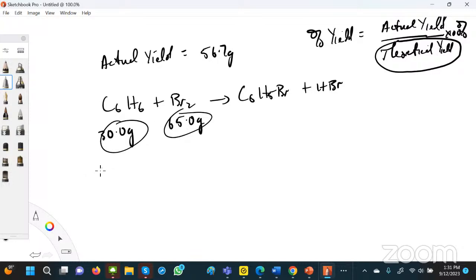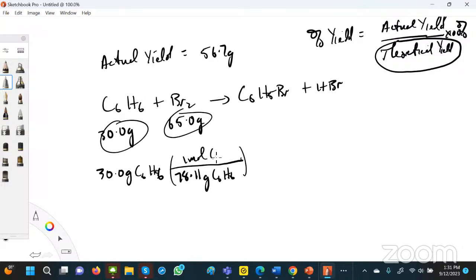Okay, so you start off with the 30.0 grams of C6H6. And what would you do with that? You get the molar mass of C6H6. So that would be 6 times 12.01 plus 6 times 1.008. According to my calculations, I got 78.11 grams of C6H6 and 1 mole of C6H6 above. So this goes with this.